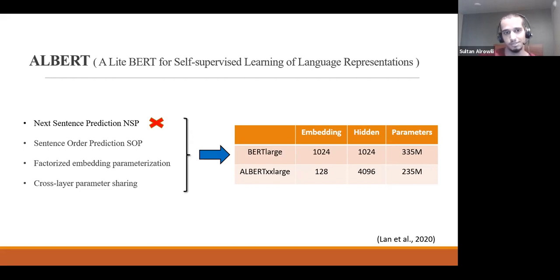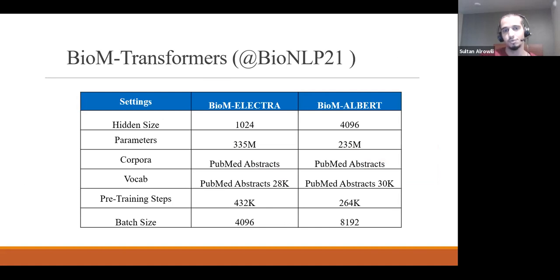There is a redundancy between those transformer layers, so we share the parameters between them, and that could increase the performance. So this is the idea of ELECTRA and ALBERT. We use both ideas to pre-train our model that we introduced at the BioNLP 21 workshop.